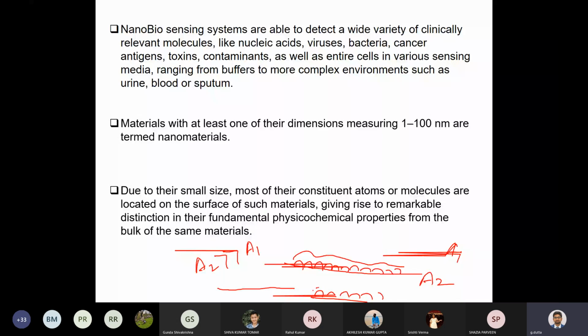Due to this, one important parameter is that you can immobilize many biomolecules, like antibodies, right? If it is a bulk material, then you can only immobilize a few. But if your surface is coated with nanomaterial like this, then within this area you can put many antibodies, right? So this is what happens while we are using nanomaterial on the sensor surface.